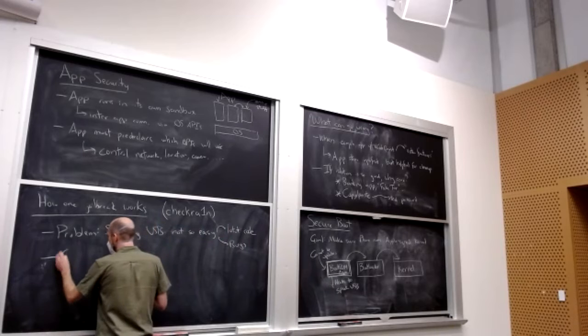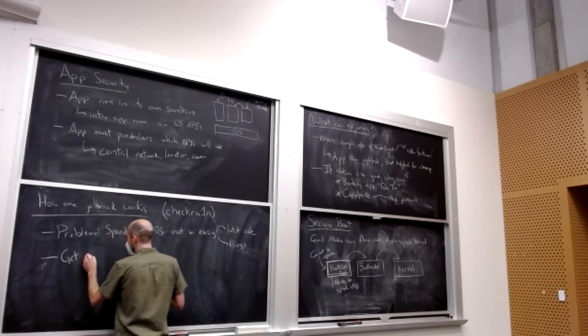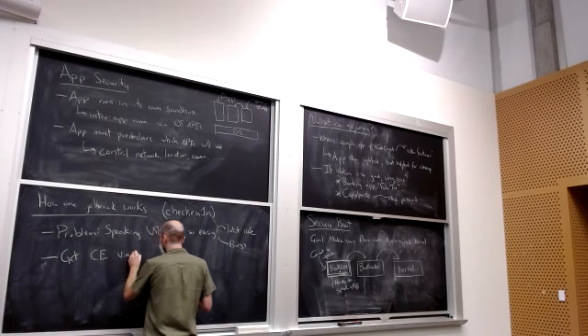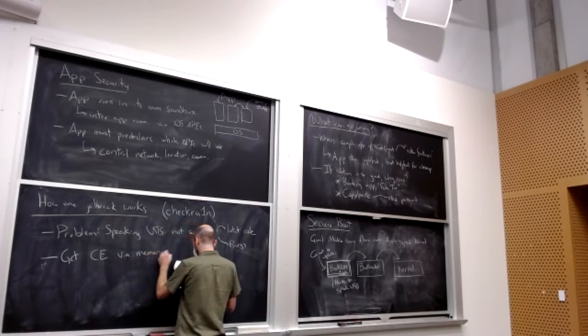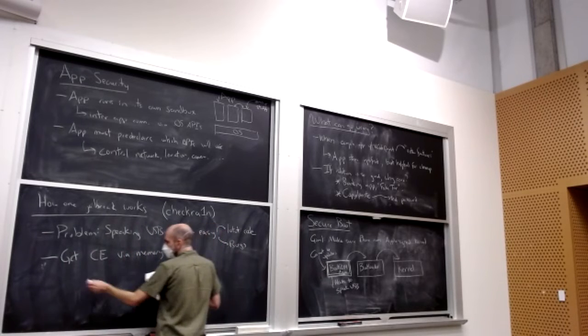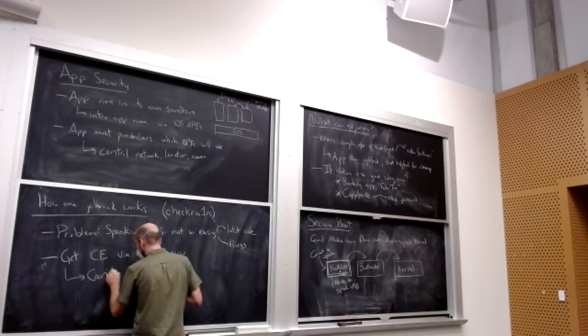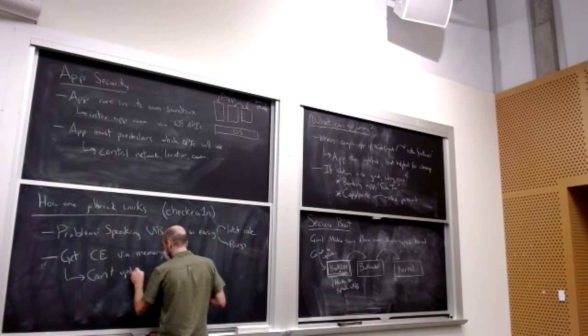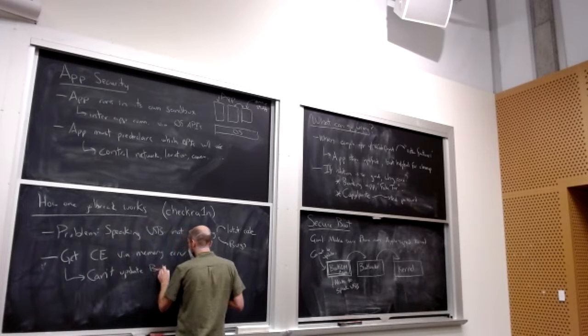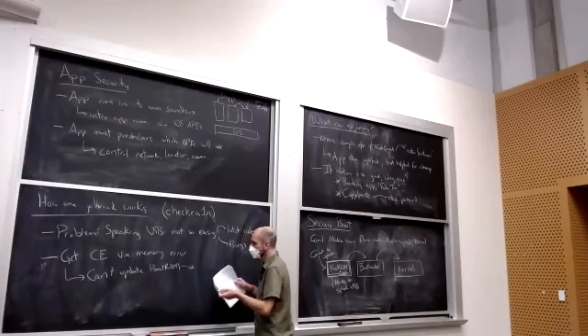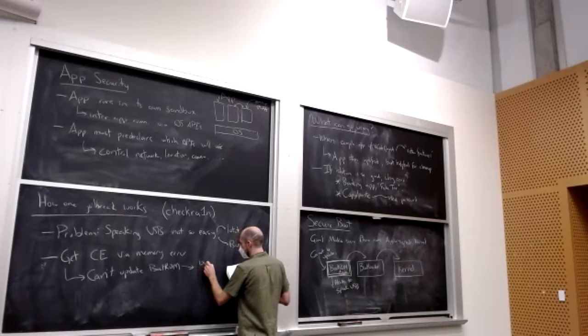So you get arbitrary code execution via a memory error. And now the problem is you can't update the boot ROM. These phones are jailbreakable forever. So basically the bug exists forever.